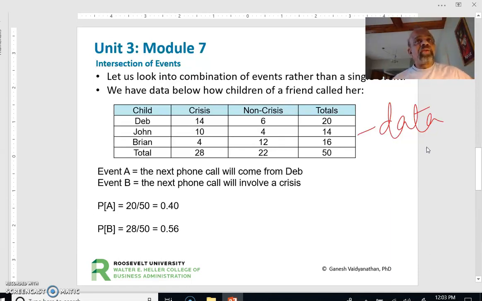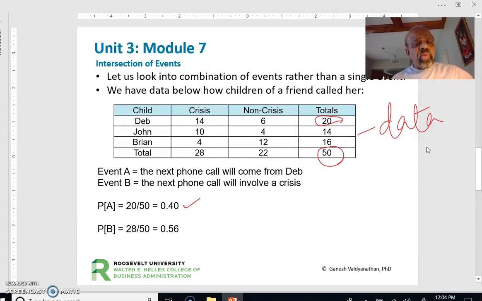So at that time, all I do basically is to look at this table. I'm going to look at the outcomes. The outcomes of Deb calling will be both crisis and non-crisis, which is going to be equal to 20. So 20 will be my total outcomes. The total sample space is 50 because that is what he has collected. So 20 over 50, which is 0.4, is the probability that the next phone call will be from Deb.